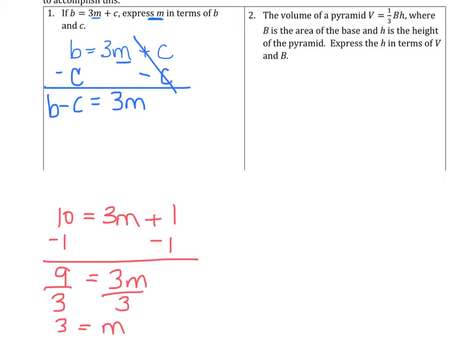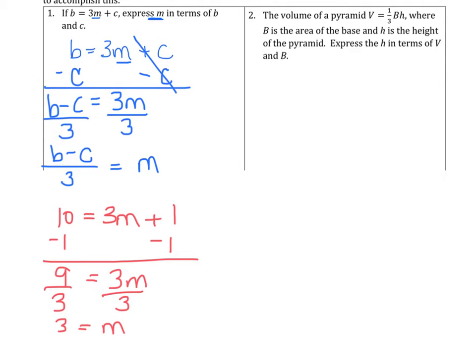If I want to isolate just the m, I have to divide away the 3 that's attached to it. Now again, what does that mean on the left-hand side? Well, here I have a binomial on the top, b minus c. The whole binomial is being divided by 3. So our answer is b minus c all over 3 is equal to m.